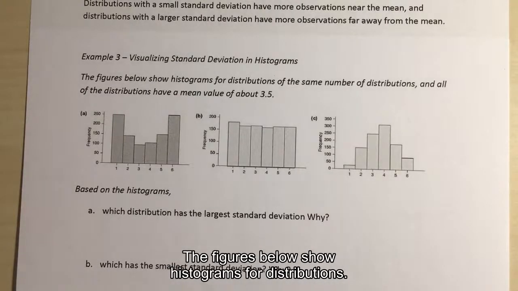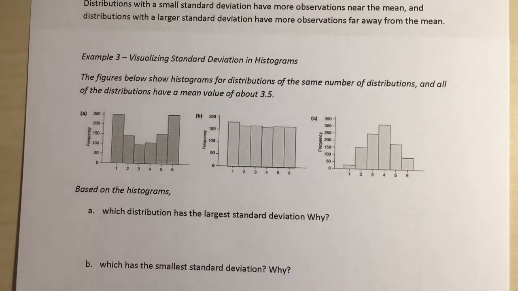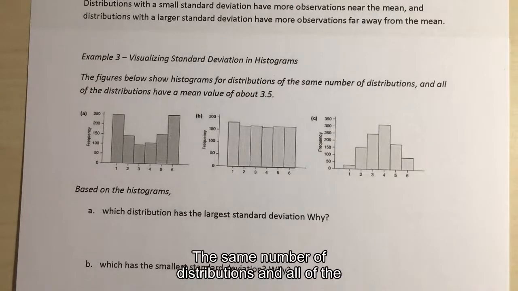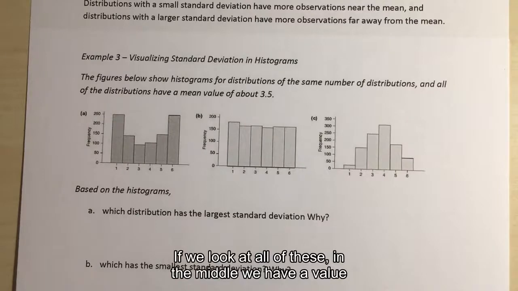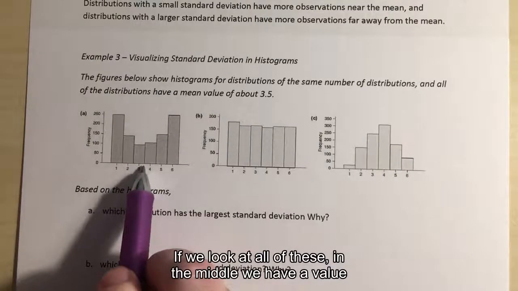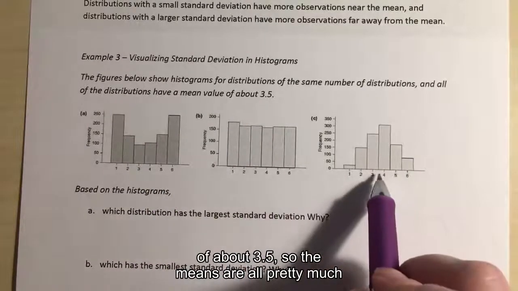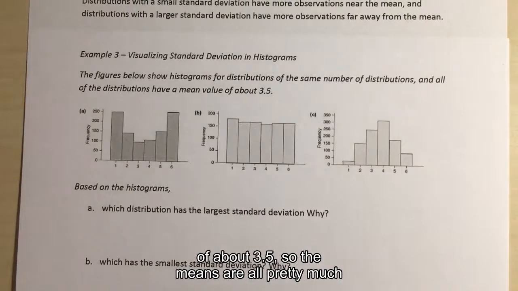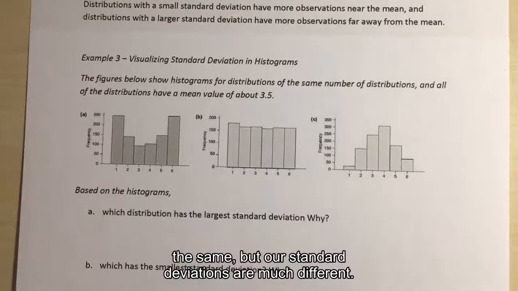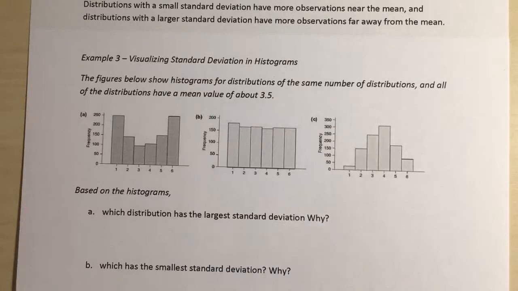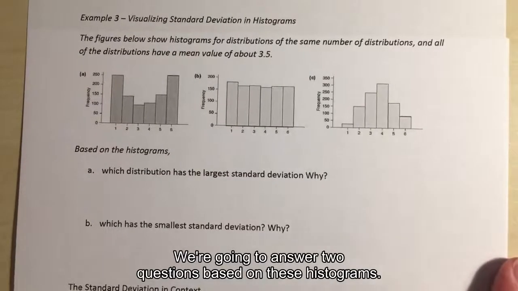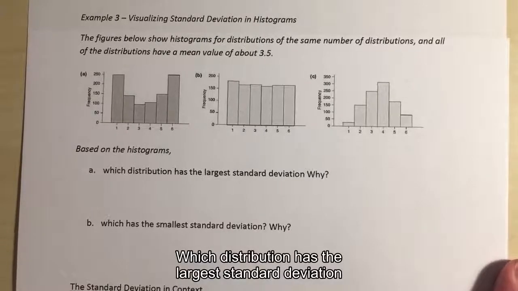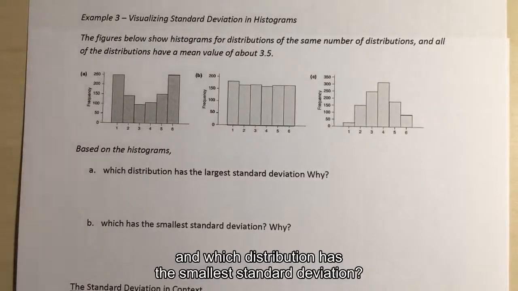Right, so the figures below show histograms for distributions of the same number of observations, and all of the distributions have a mean value of about 3.5. Right, so if we look at all of these, in the middle we have a value of about 3.5. So the means are all pretty much the same, but our standard deviations are much different. Right? So we're going to answer two questions based on these histograms. Which distribution has the largest standard deviation, and which distribution has the smallest standard deviation?